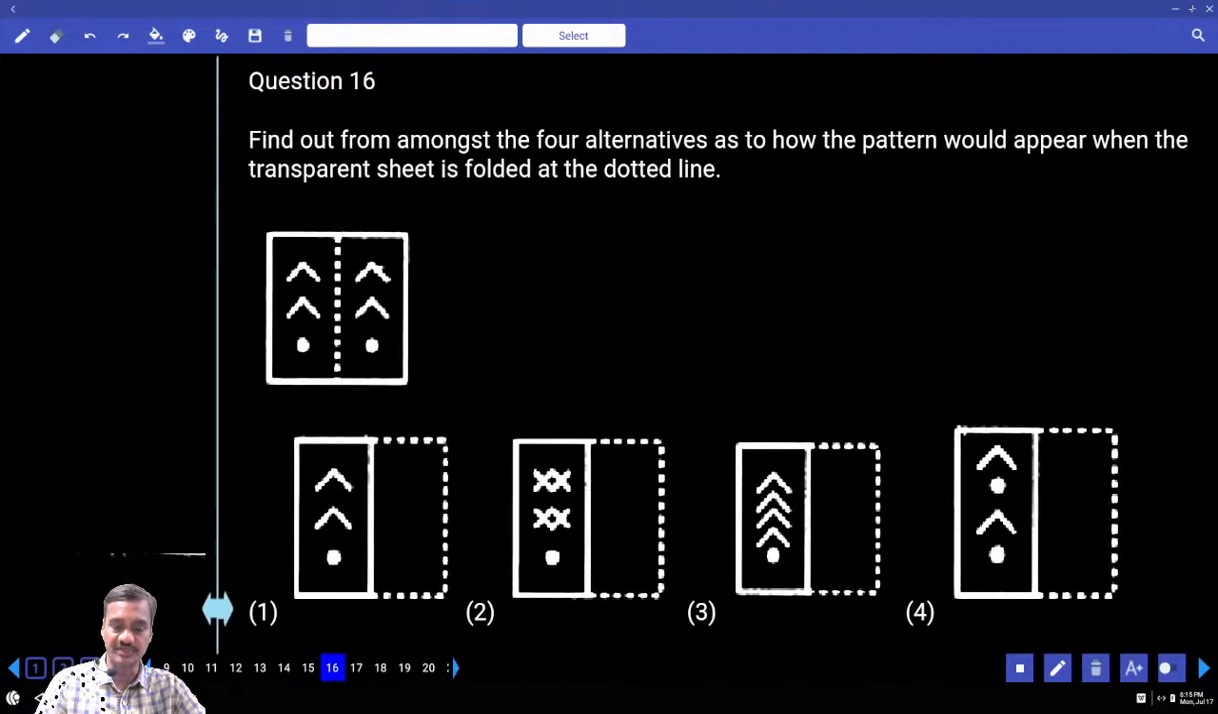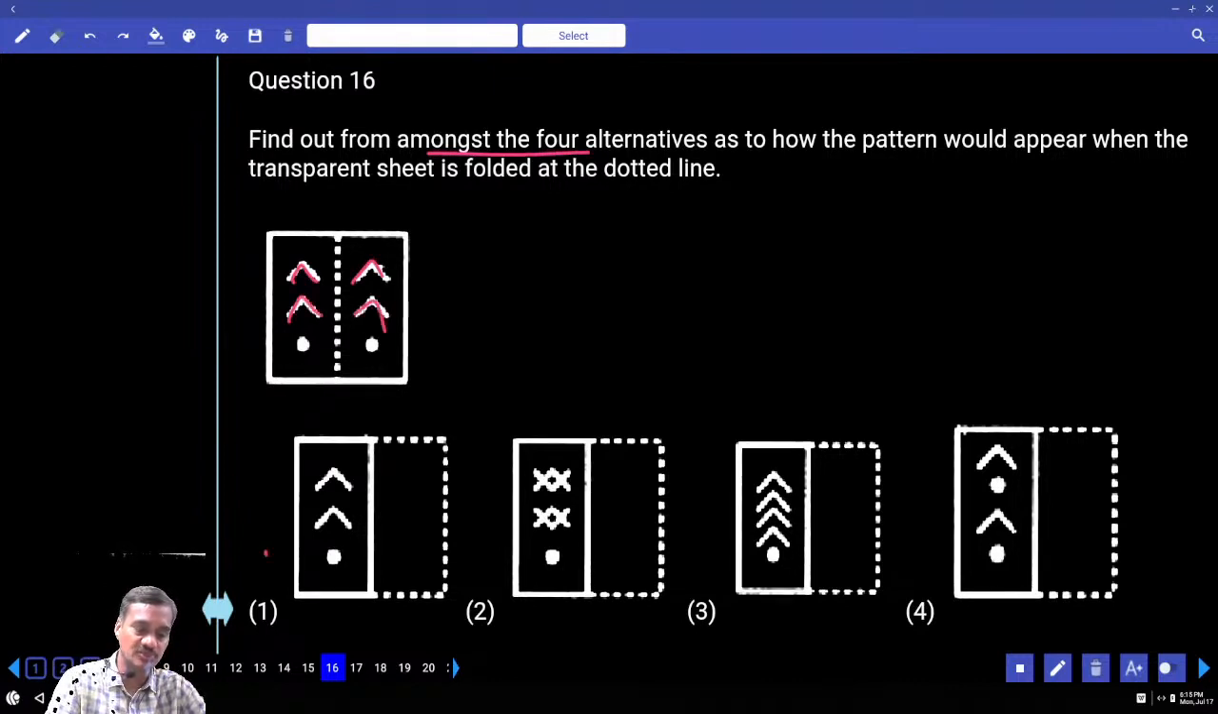Now in the 16th we need to find out among the 4 alternatives how the pattern would appear when the transparent sheet is folded at the dotted line. Now if it is folded at the dotted line, these two are of the same height and at the same position, hence choice 1 is right. Isn't it?